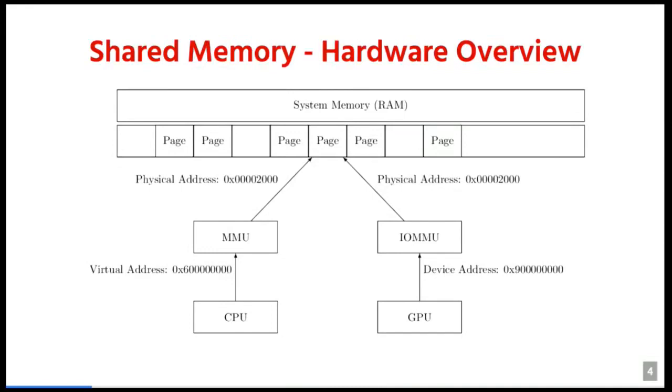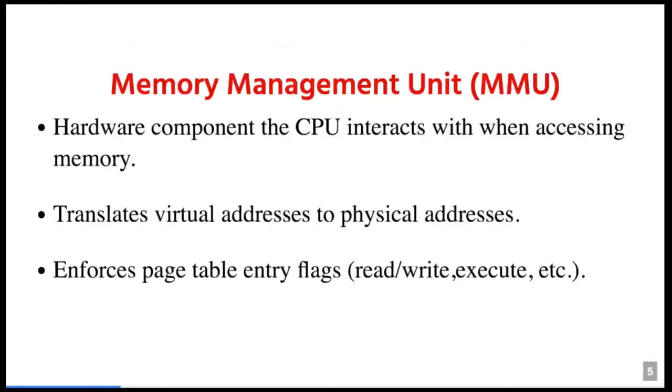As a quick overview of the hardware involved with shared memory, there's a couple of missing pieces here, but this is basically what we need to cover for the actual vulnerability. The important thing to take away from these slides are these two devices called the MMU and IOMMU. These translate virtual addresses or device addresses to the physical address where the actual memory lies in system RAM. And basically, the bug exploits this setup. So let's discuss a little bit more about the MMUs and what they are.